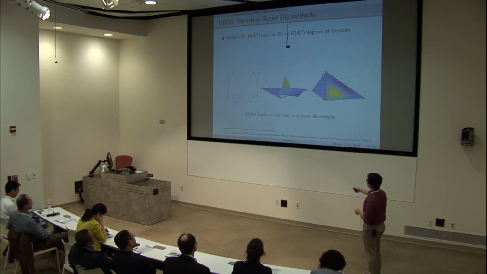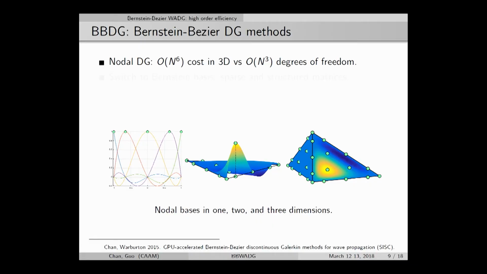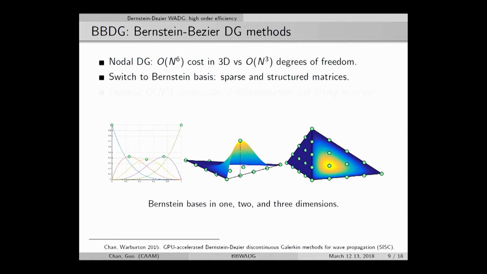These are nodal bases in 1, 2, and 3 dimensions. If I plug them into a DG method, I get a semi-discrete ordinary differential equation with 3 matrices that I showed you before. These cost order n^6 to apply. So what I'm going to do is switch to a different basis, a Bernstein basis. This is just a change of polynomial basis. Approximation space is all the same. It's exactly as accurate. You should get exactly the same solution.